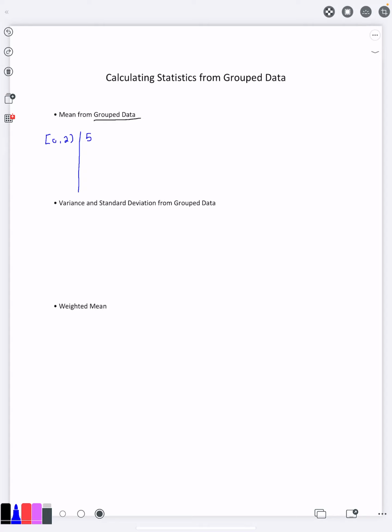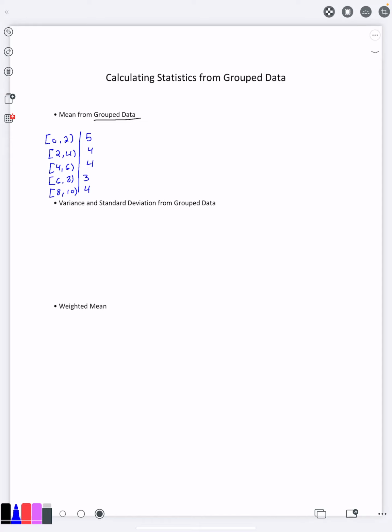And these were the numbers that we had here. I'll just copy things down. So this told us that, for example, there were 5 data points somewhere between 0 and 2, 4 between 2 and 4, and so on.